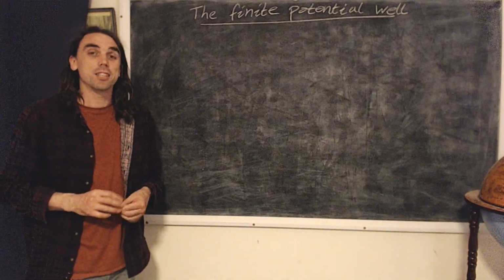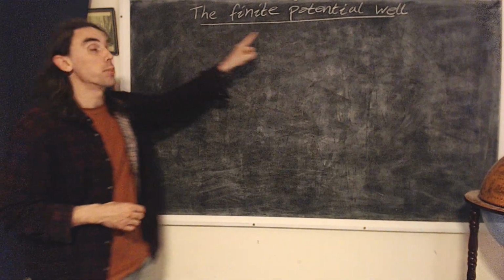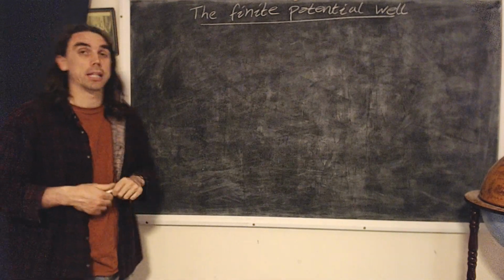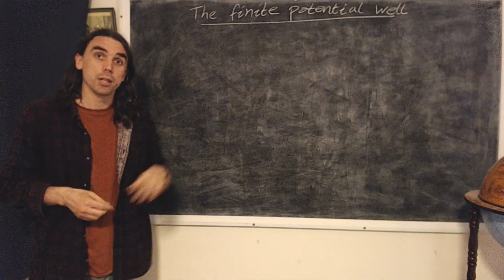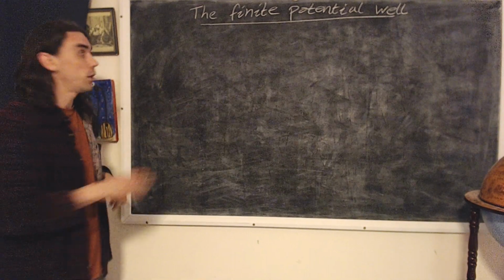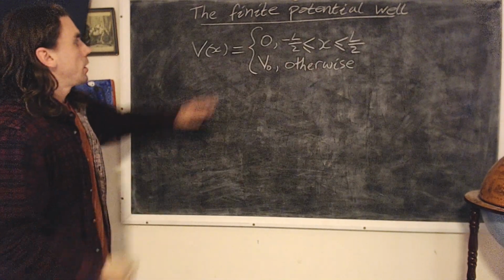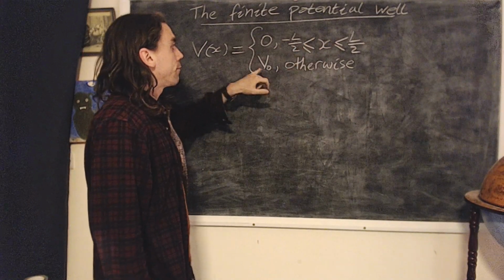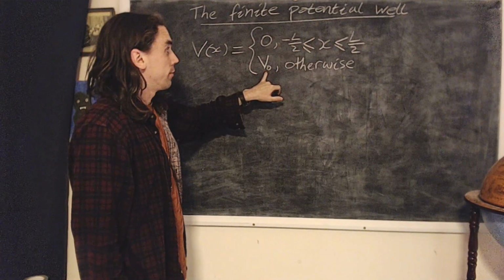Hello. In this video we're going to take a look at the finite potential well. We've looked previously at the infinite potential well. Now we're going to bring that potential down to a finite value. So the potential is as follows: 0 within a region of x as before, and V0 otherwise, where V0 is no longer infinity.